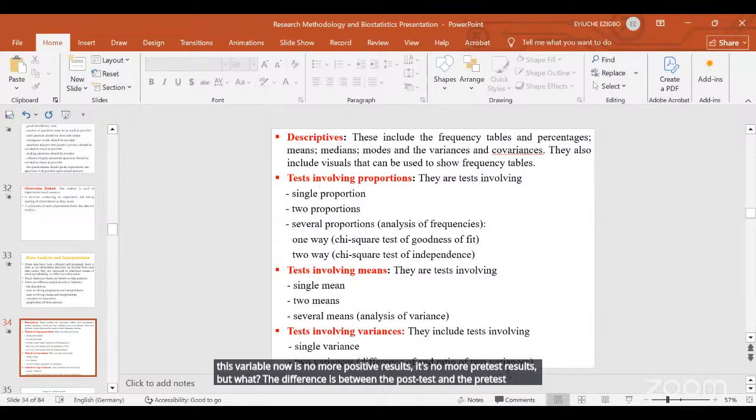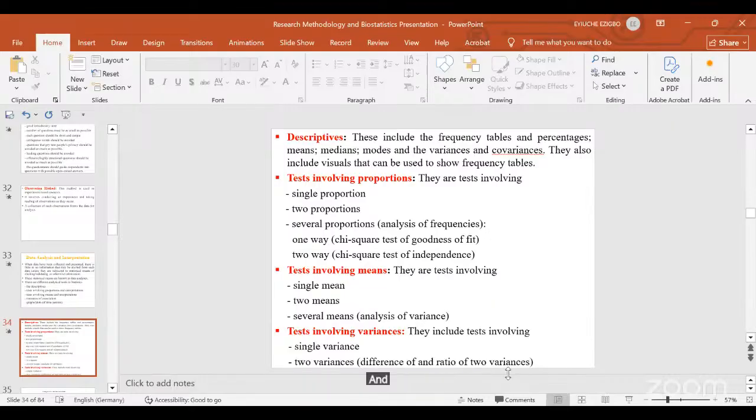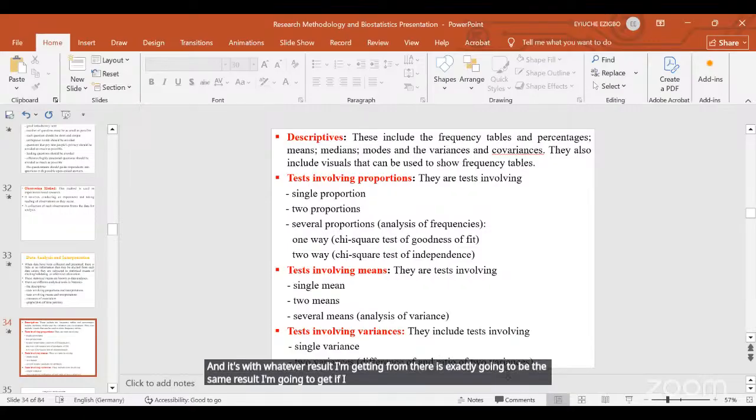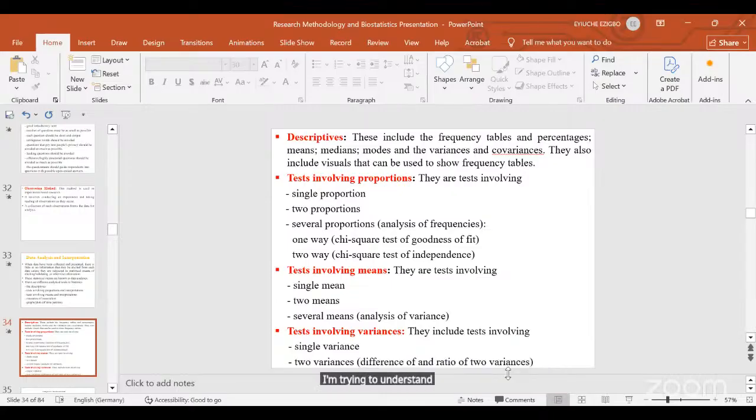So when I have it, I can subject it to just what? ANOVA. And whatever result I get from there is exactly going to be the same result I would get if I had conducted what? ANOVA. I'm sure it's understood. Let me run through. Note it down.